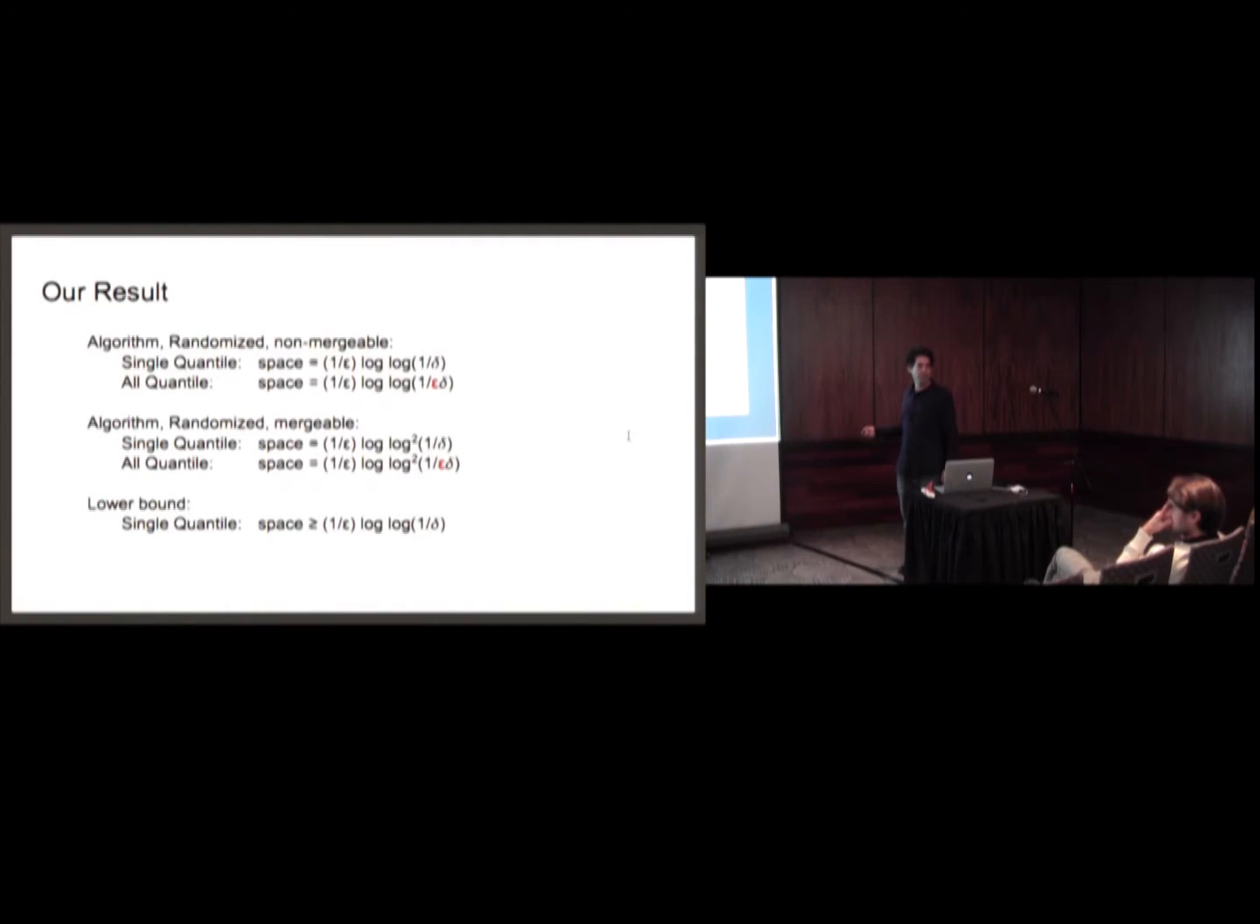There's also a lower bound for the randomized algorithms, and so if you don't care about mergeability, then the upper bound matches it. If you do, then we need this log square part. And then again, all quantiles is achieved by a union bound. It'll be nice to see if it can be avoided.